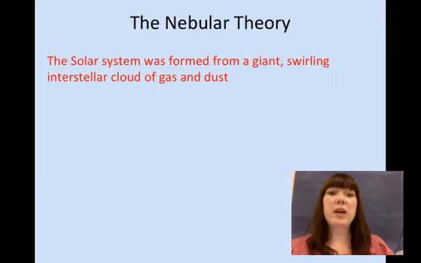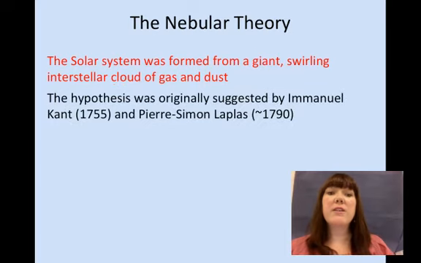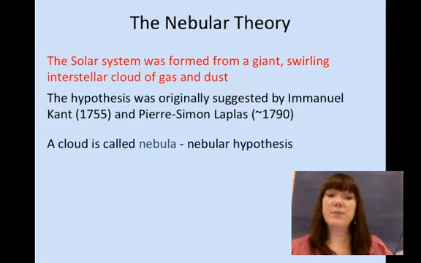So the nebular theory is what we look at to explain the formation of the solar system. And it says that the solar system was formed from a giant swirling interstellar cloud of gas and dust. This hypothesis was originally suggested back in the 1700s. A nebula is a cloud of gas and dust, and so that's where we get the nebula hypothesis. So please take a second to write down the definition of a nebula.